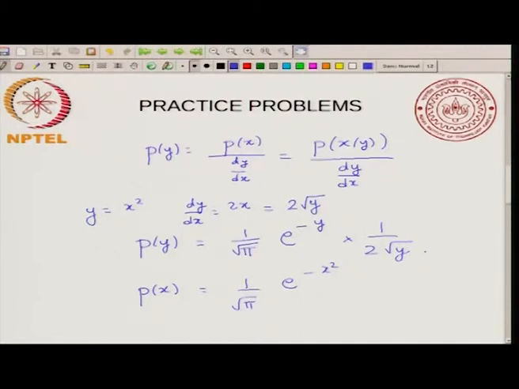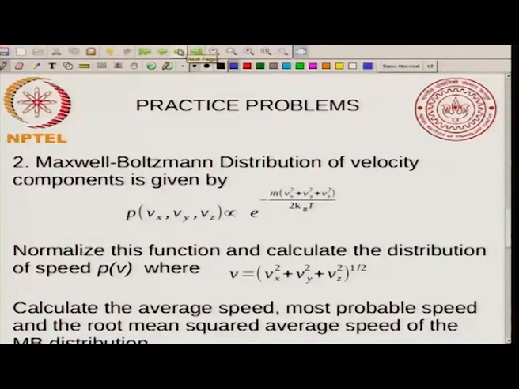The next problem that I want to do is a more specific problem, and this is related to the Maxwell-Boltzmann distribution of velocity components. We will also use some of what we learned from the previous problem here. So, p of Vx, Vy, Vz is proportional to e to the minus m Vx square plus Vy square plus Vz square divided by 2 kBT. What you are asked to do is to normalize this function and calculate the distribution of speed.